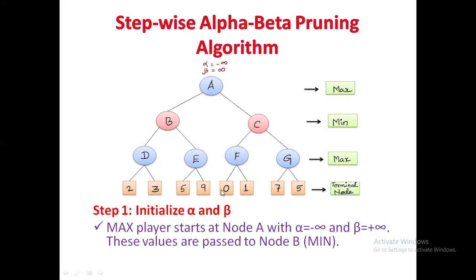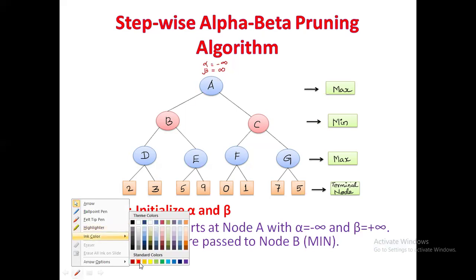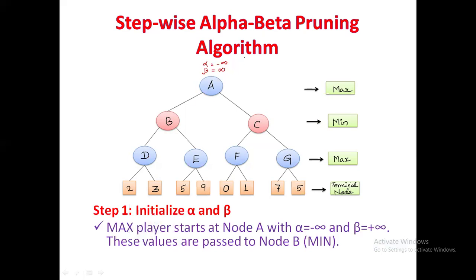The first step involved in alpha beta pruning is initialization of alpha and beta. The algorithm starts at the root node. Here, the root node A contains the maximum, with the initial values alpha equal to minus infinity and beta equal to plus infinity. These values represent the worst possible scores that the maximizer and minimizer can achieve at this point.